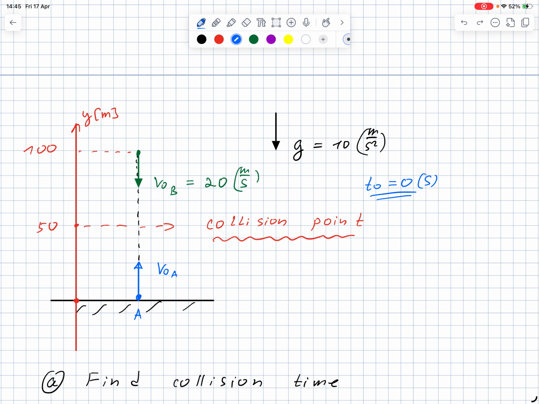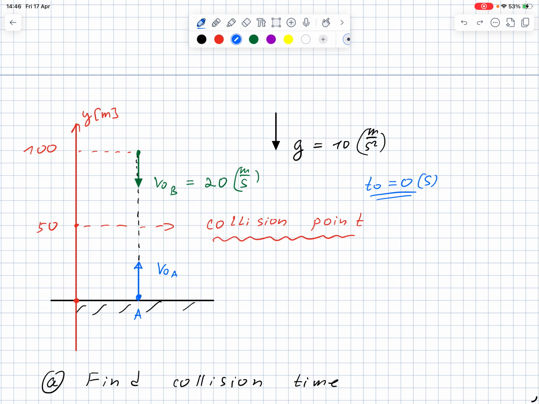The initial velocity of object A is upwards. However, I don't know the magnitude of this velocity of object A. The initial velocity of object B is 20 meters per second towards the ground. Initial position of object B is 100 meters above the ground, or with respect to the origin of the y-axis, y equals 0 here, which is the same position of object A.